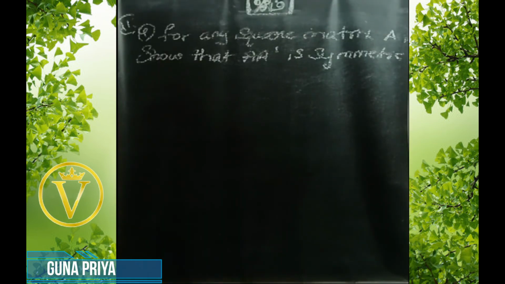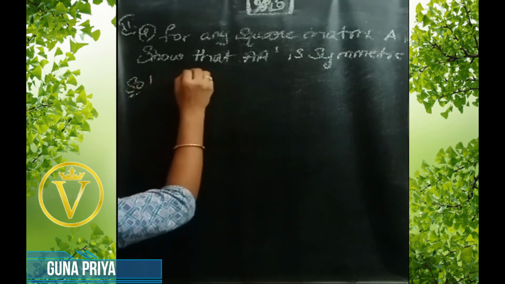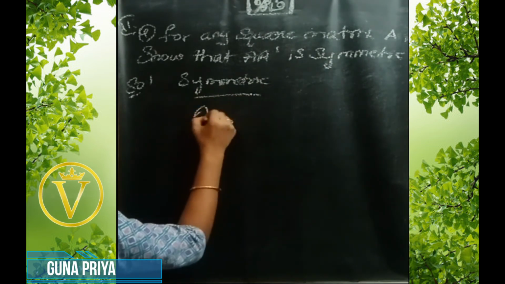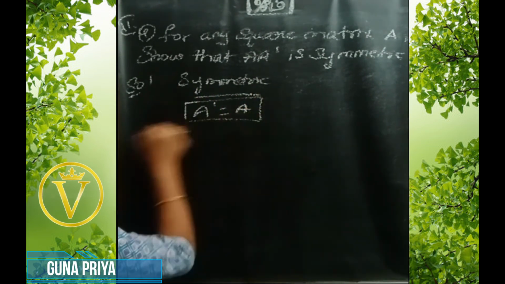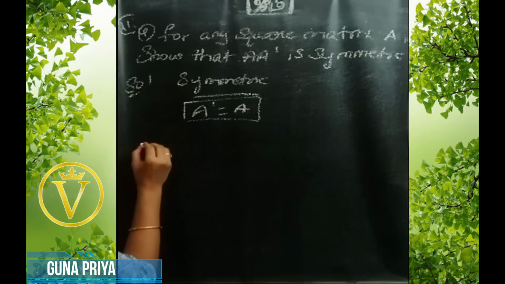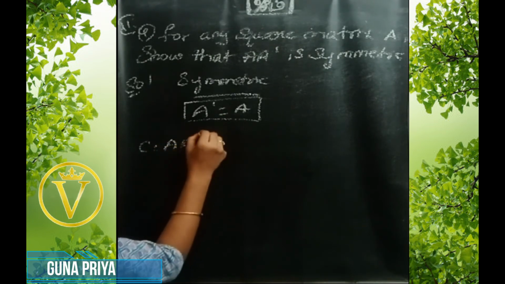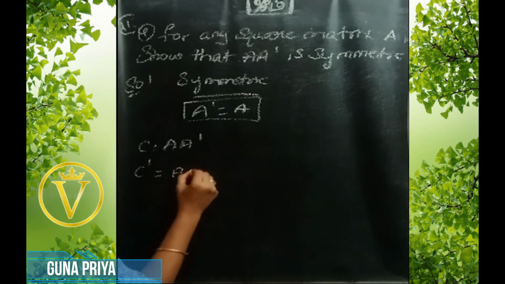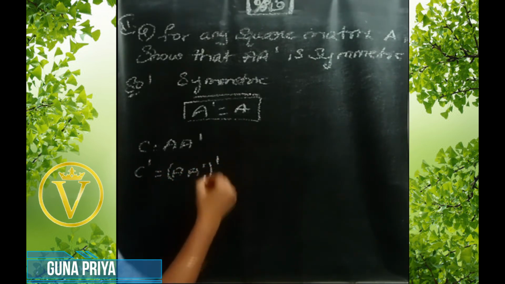This is our next question. For any square matrix A, we have to show that AA transpose is symmetric. Already we know the symmetric matrix means A transpose equals A. That is the formula for the symmetric, right? Now, what they have given: show that AA transpose is symmetric. Let's think this is A transpose. Now, both sides transpose. I am doing here both sides transpose.